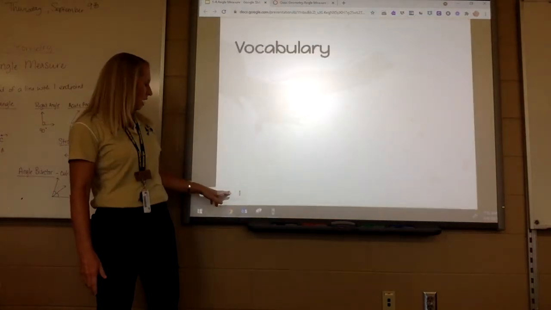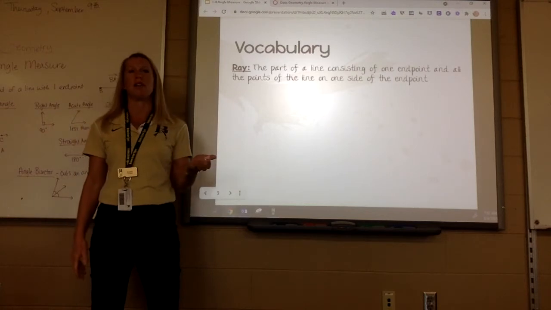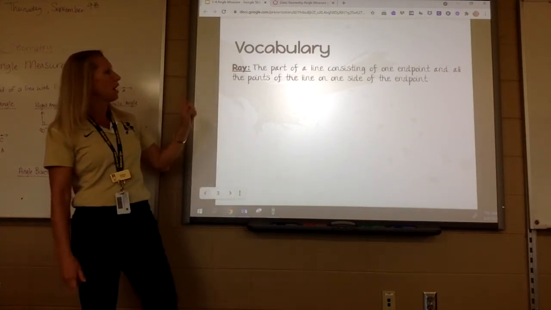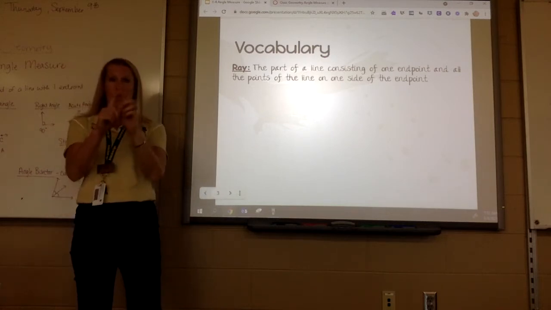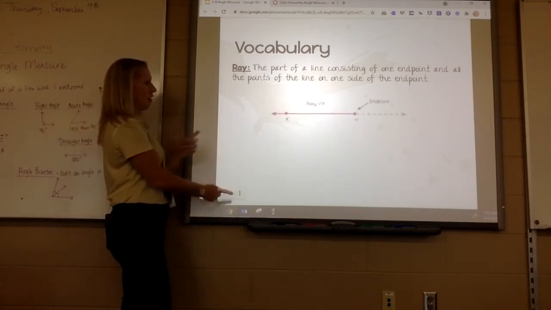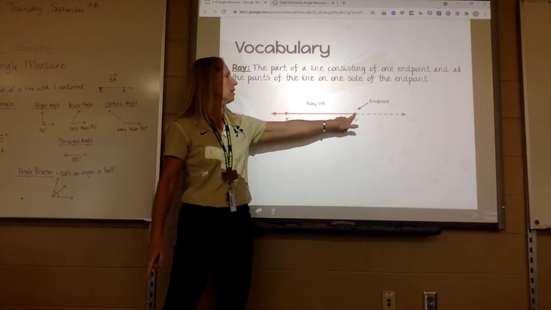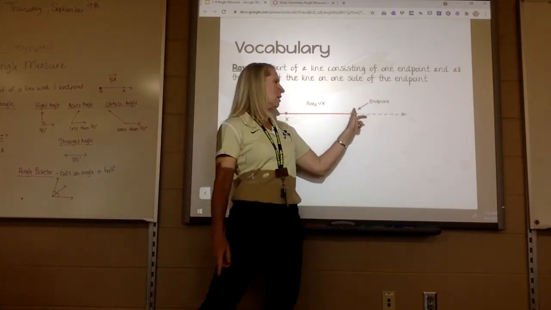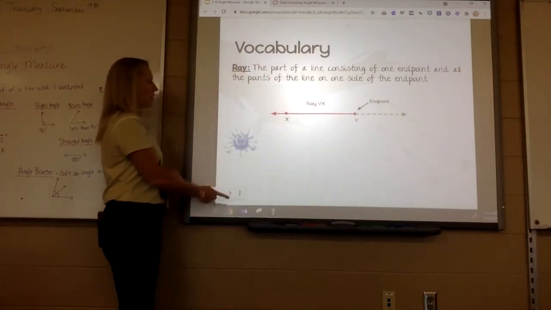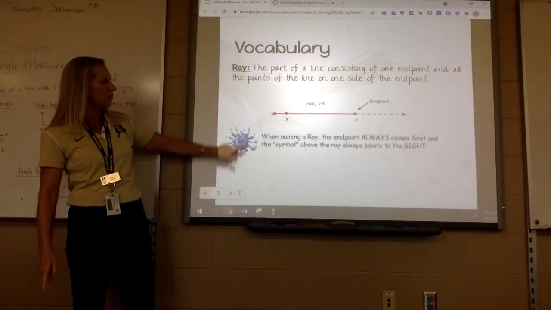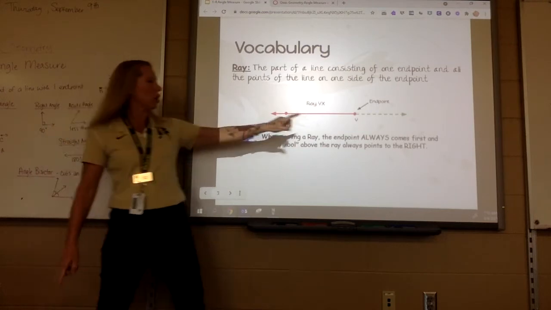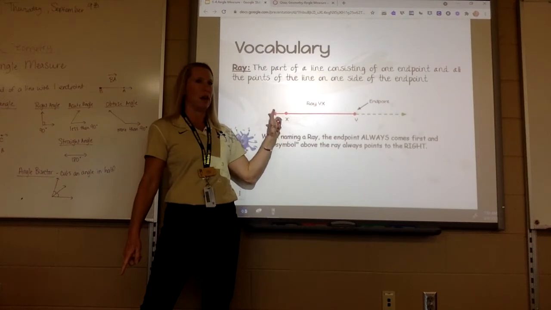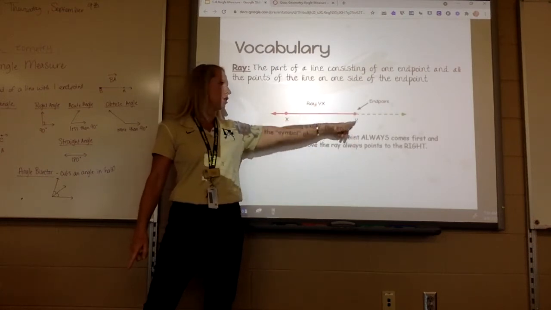All right. To start talking about angles, first we have to talk about a ray. A ray is part of a line consisting of one endpoint, and then the other side goes on and on forever. If I were to name this ray, you always start with the endpoint. So this would be ray YX, not XY, because you start with the endpoint.